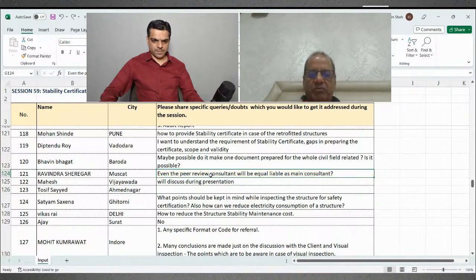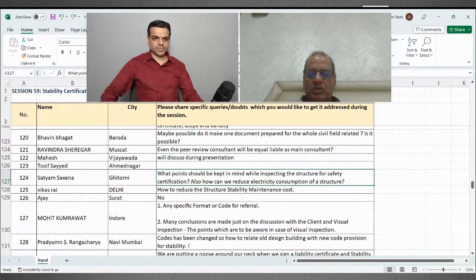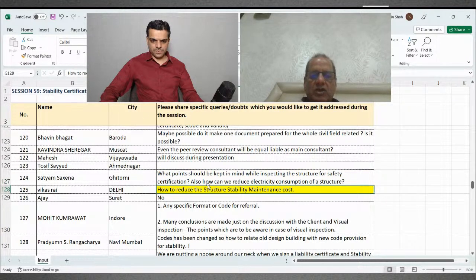What points should be kept in mind while inspecting the structure for safety? Safety certificate is different, and there are so many points to be kept in mind. Maybe we can separately take up that. How to reduce the structural stability maintenance cost?